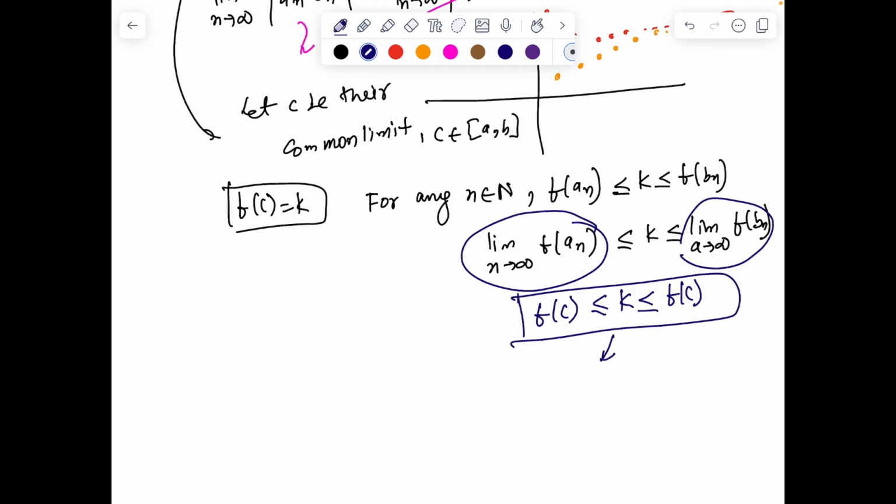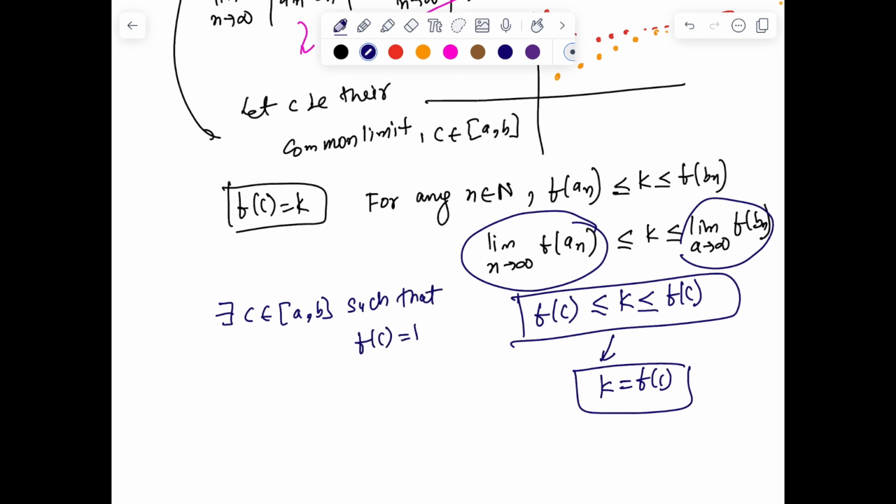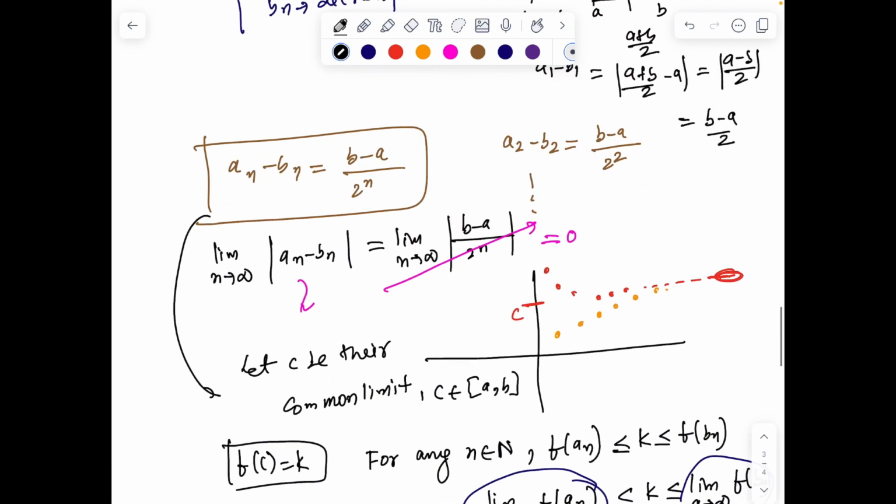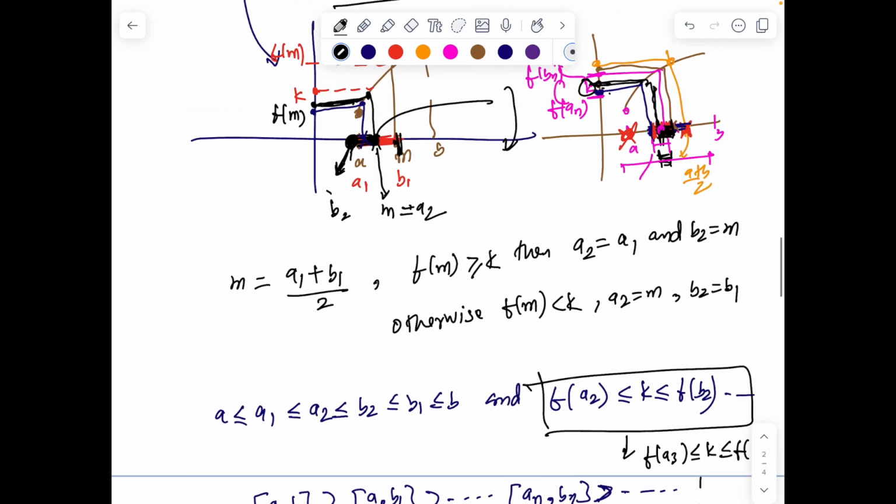And now we have shown very beautifully, if k is a number between f(c) and f(c), k has to be f(c). So hence what we have shown is, there exists c in the interval a to b such that f of c equals k. I hope it is clear. Okay, so that was the beautiful proof behind a limit.